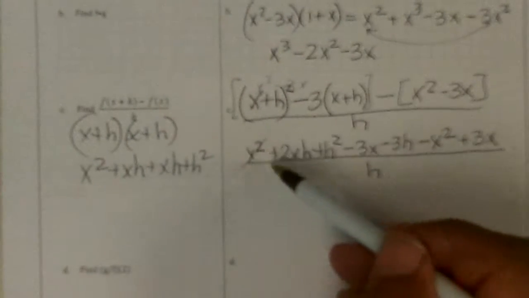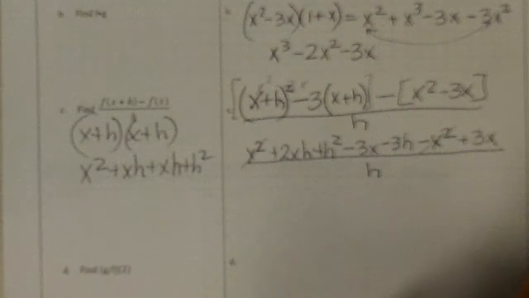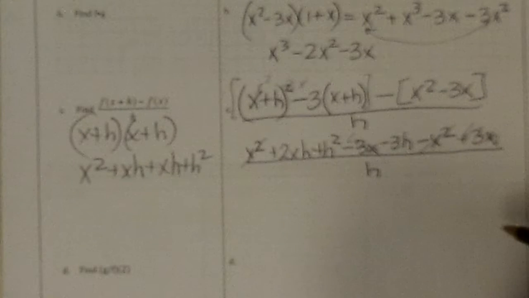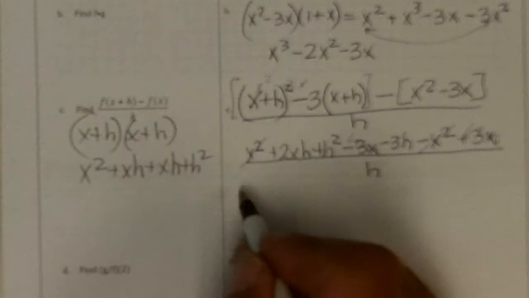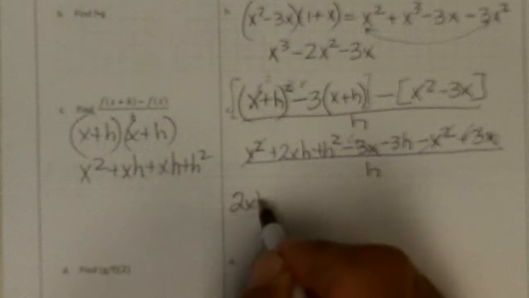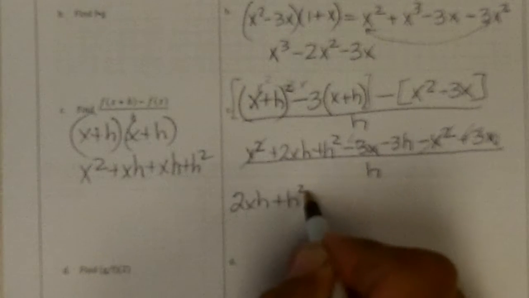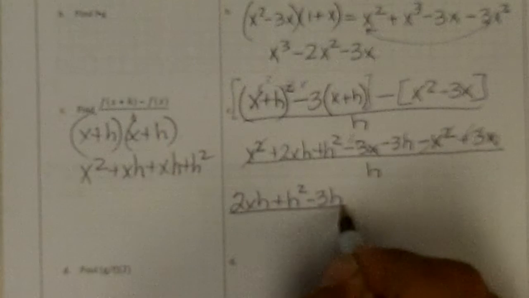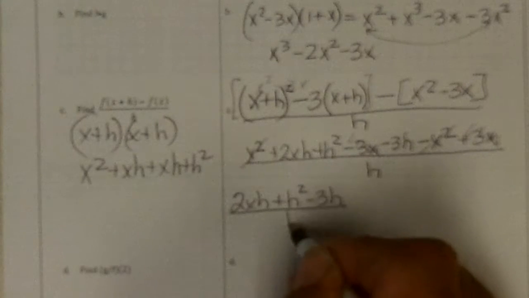Now the x squared and the minus x squared cancel. The minus 3x and the plus 3x cancel. And I'm left with 2xh plus h squared minus 3h. Each one of these is divided by h.